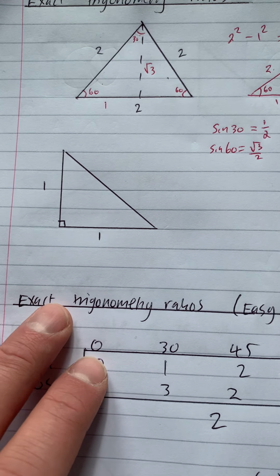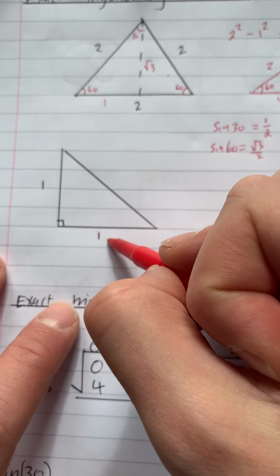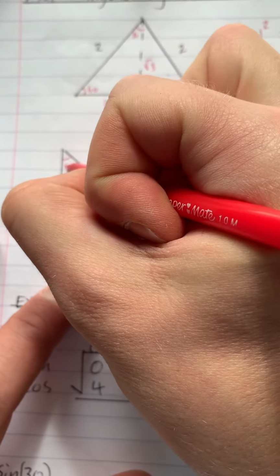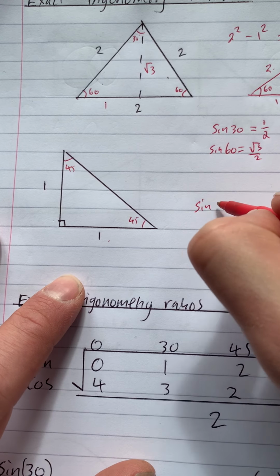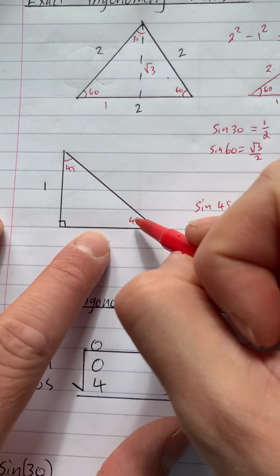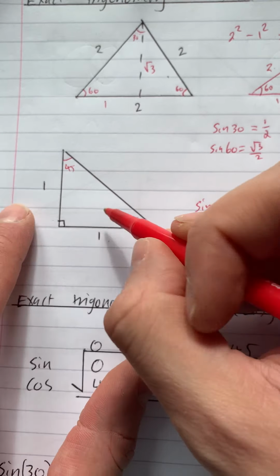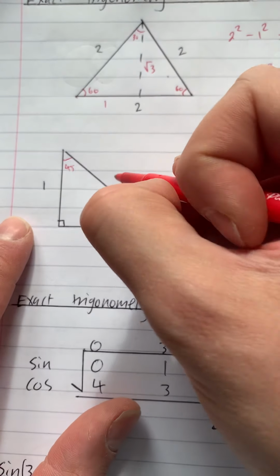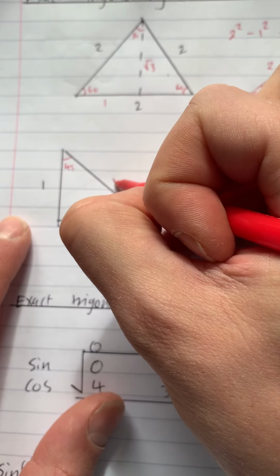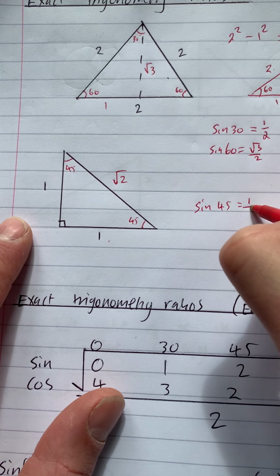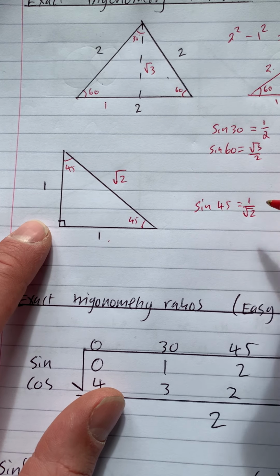Now if we draw another triangle, this is an isosceles, that's 1 and 1. This would therefore be 45, and so would this. So if I wanted sine 45, we use this angle. It's the opposite over the hypotenuse. Now this hypotenuse is going to be 1 squared add 1 squared, which is 2, so this is root 2. So sine 45 is 1 over root 2.